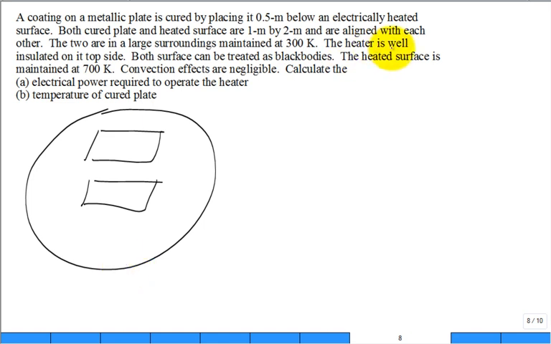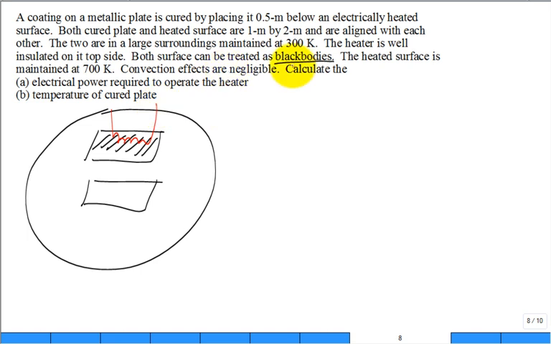And the heater is well insulated on the top side, so only the bottom face of the heater, which is radiating down to the plate that's being cured below it, is the only one radiating energy. Both surfaces can be treated as black bodies. That may simplify the resistors. There's no 1 minus epsilon over epsilon A. And the heated surface is maintained at 700 Kelvin because of electric heating. Think about electric heating like that.